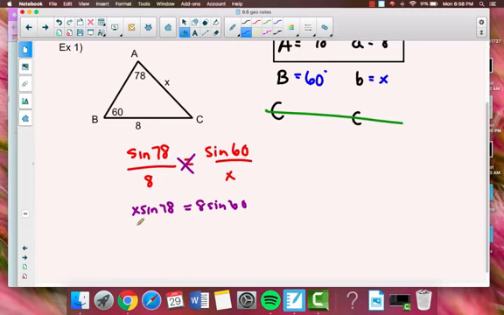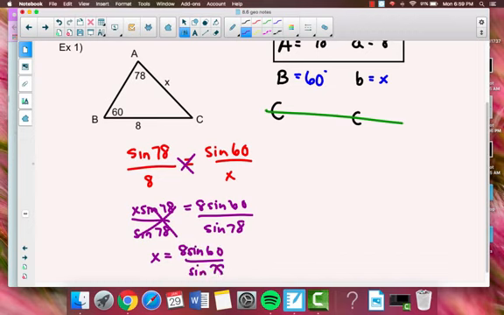So if I want to plug everything in all at once, I'm going to go ahead and divide everything by sine of 78. And I'm doing that because I want my x to be on its own. So I'm going to get x equals this whole fraction, 8 sine of 60 divided by sine of 78. And then what I would do is just go to my calculator and type in the top and then divide it by the bottom, and I would get my answer.